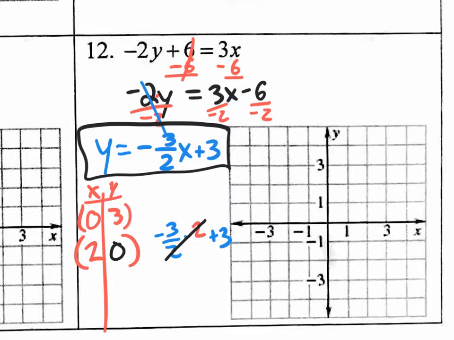So just with those 2 points, you could already graph your line. Let's go to 0, 3. 0 on the x, 3 on the y. And let's also go to 2, 0. 2 on the x, 0 on the y. And those are our 2 points. You could just connect the dots, put some arrows on it, and you're done.